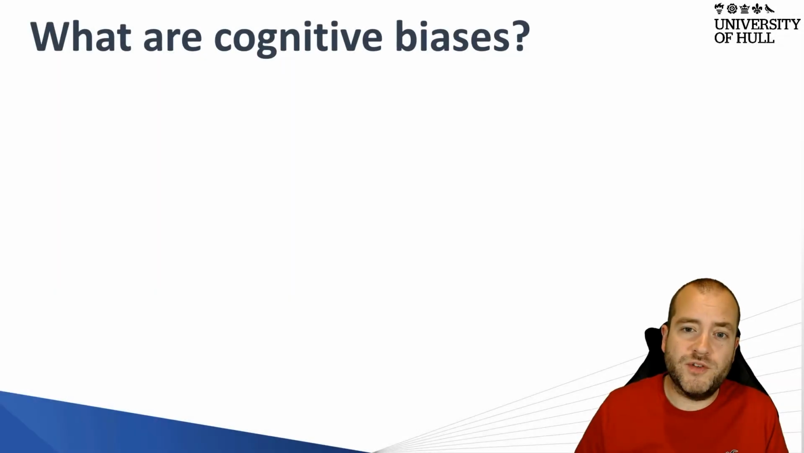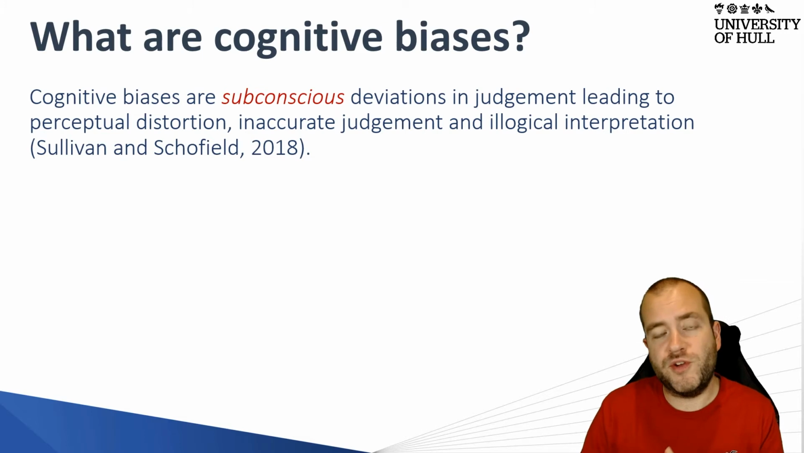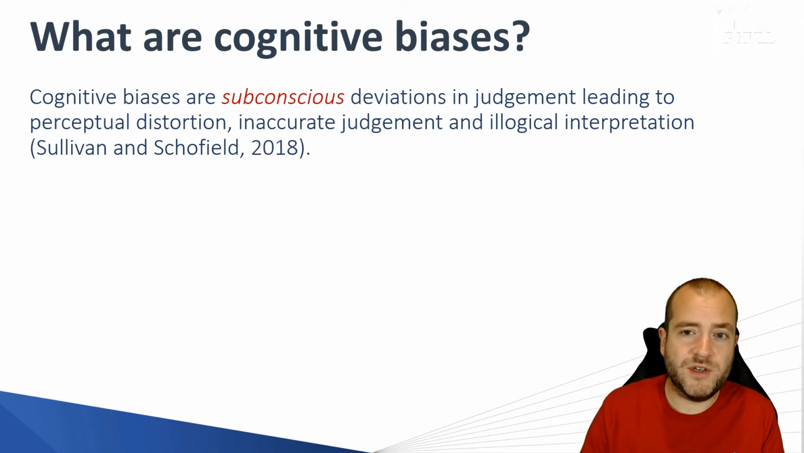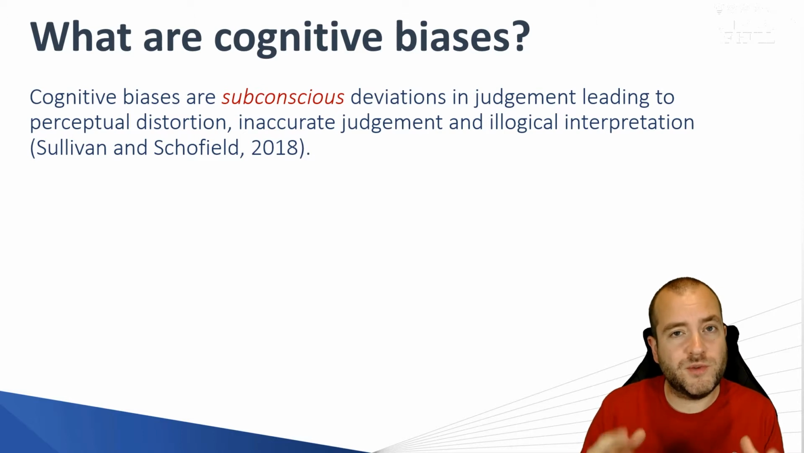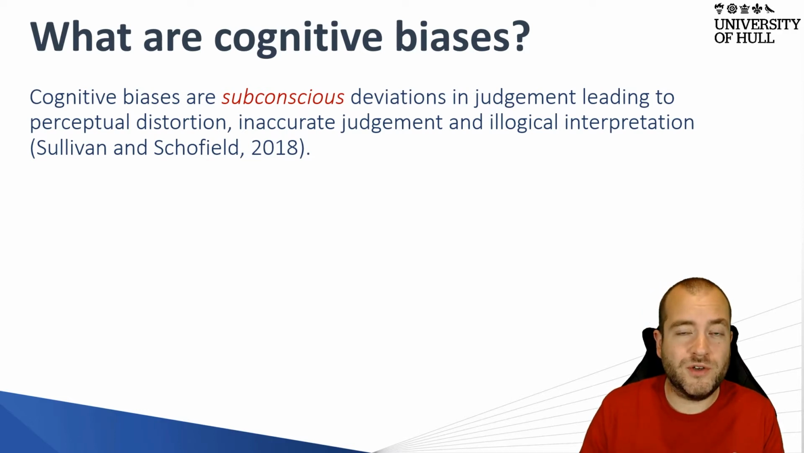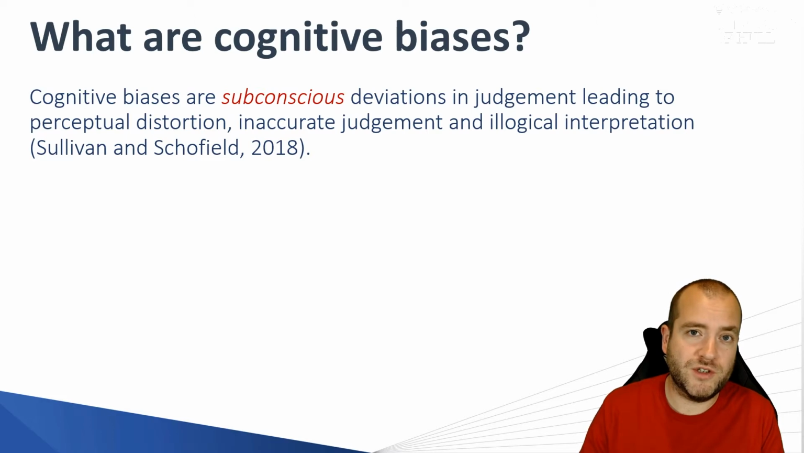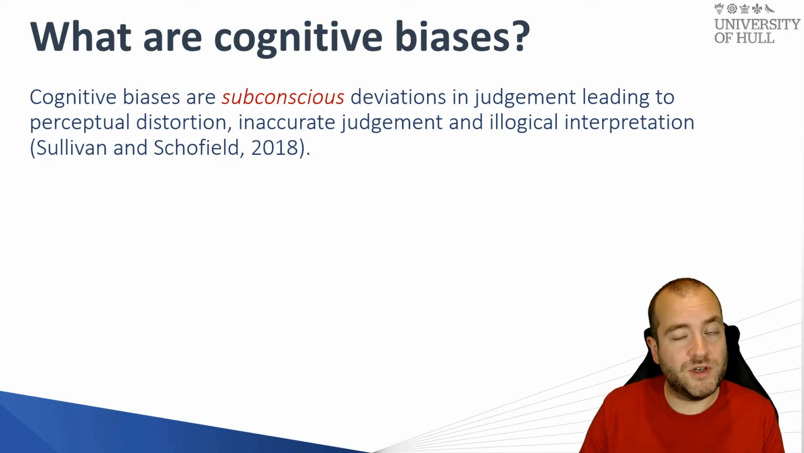So what are cognitive biases? Sullivan and Schofield provide a really good definition about this. And I think the key aspects about this is that highlighted in red. These are subconscious deviations in judgment, leading to distortion, inaccurate judgment, and illogical interpretation of reality. And this is a key point about it being subconscious, that these are normally associated with your subconscious reasoning system, System 1. And this is where the biases inherently are found, but also can be counteracted using other measures.